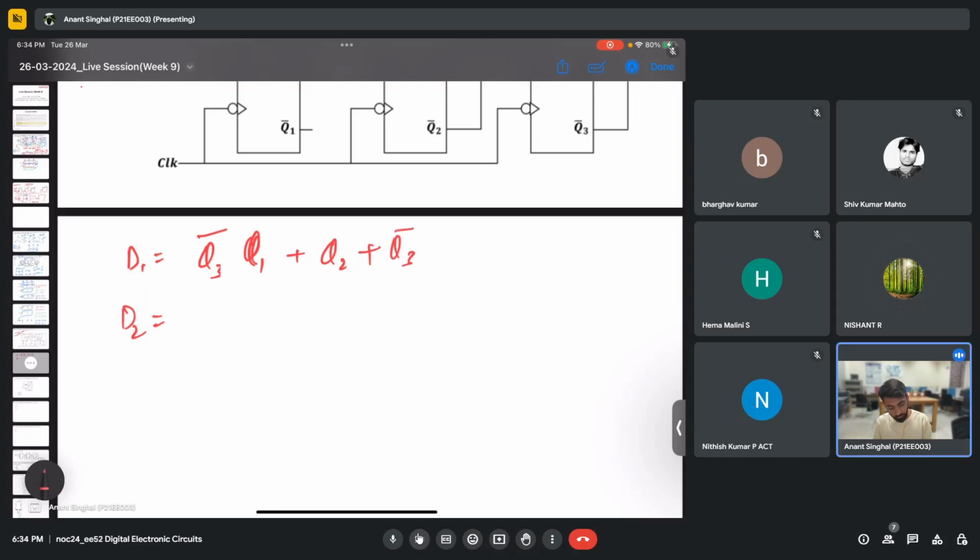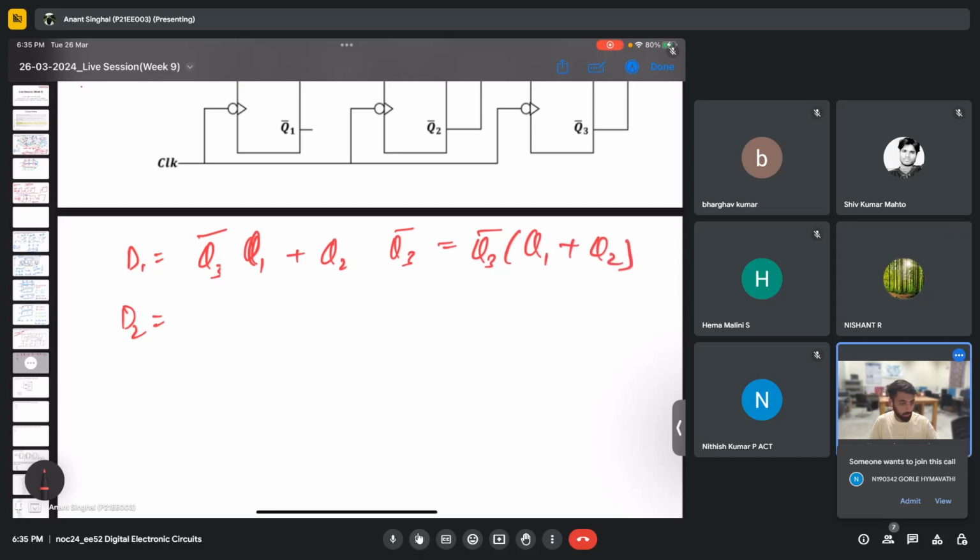This is what you are getting. No sir, there's no plus after Q2 plus Q3 bar. There is no plus here. Yes sir, now it's correct. That is what I wrote, na? I took Q3 bar common. Okay, okay sir. Yeah, yeah.